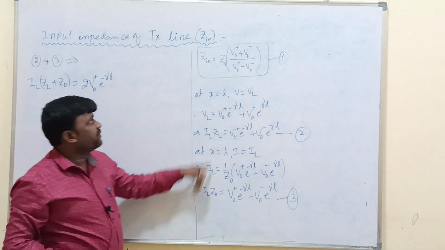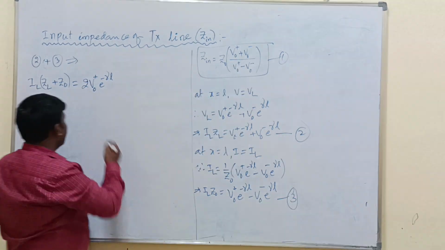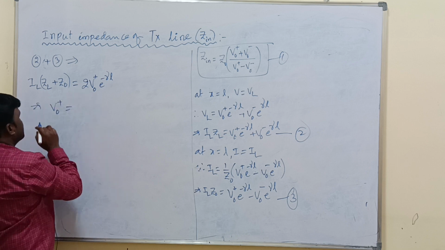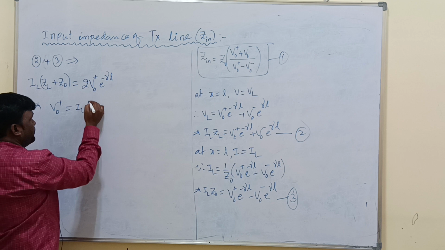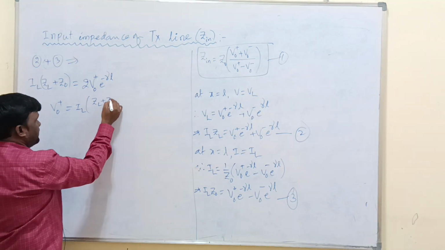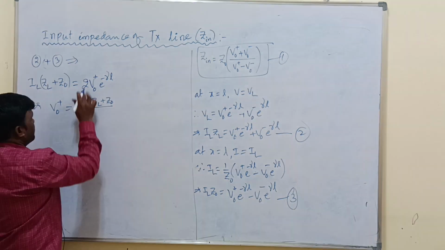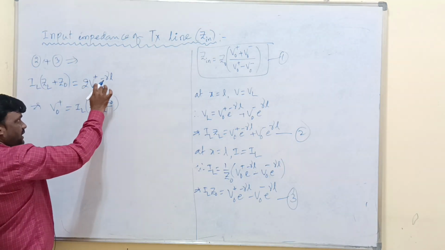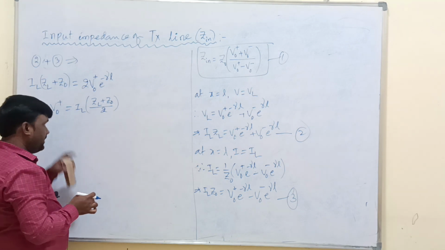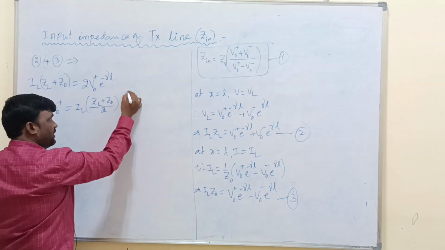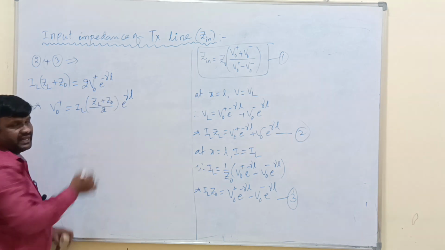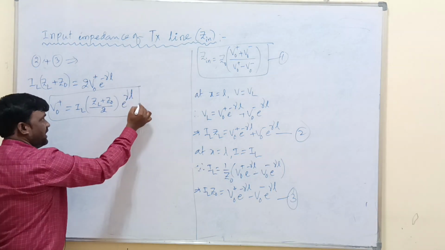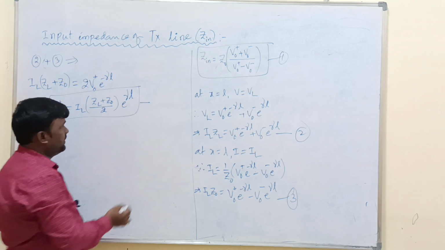But what we require to get ZIN? V naught plus. Let us write the expression for V naught plus. That can be written as IL into ZL plus Z naught by 2. I am sending this to this side. We require this V naught plus only, divided by e to the power minus gamma L. That divided by e to the power minus gamma L can be written in the numerator as e to the power gamma L. So this is the expression for V naught plus. Let us take this as equation number 4.